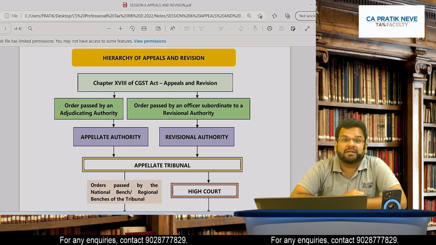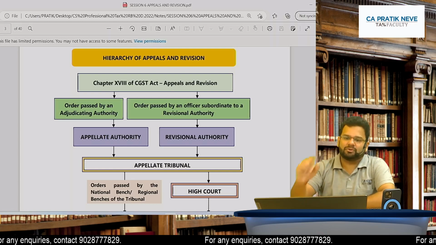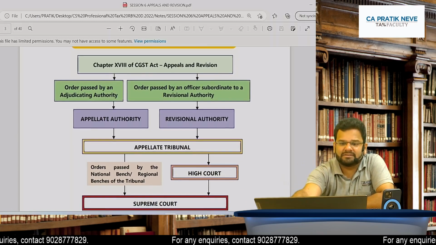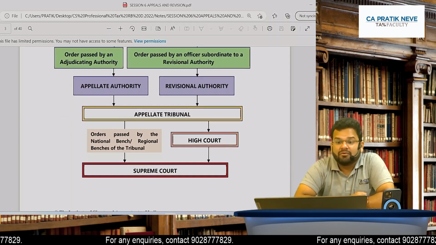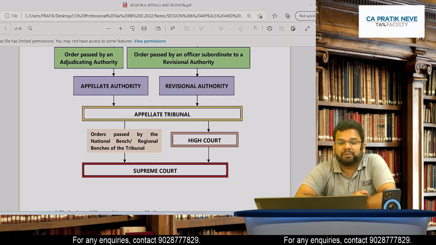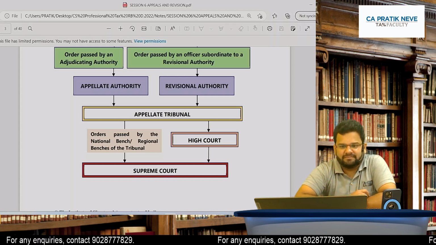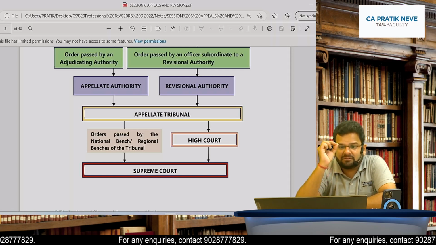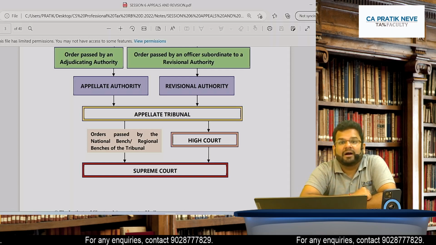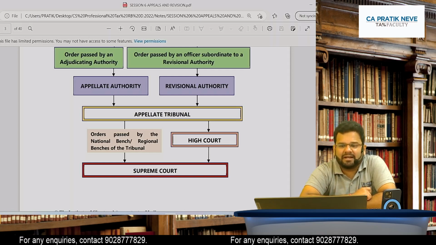So is there some appellate mechanism in GST? Yes. You can see this appellate mechanism in front of you. Can you see the hierarchy of appeals and revisions? First, just focus on the order passed by an adjudicating authority. Who is passing the order? The GST officer. The adjudicating authority is passing an order. Against that, to whom can I make an appeal? I can make an appeal to the appellate authority. Let's call it AA, appellate authority.